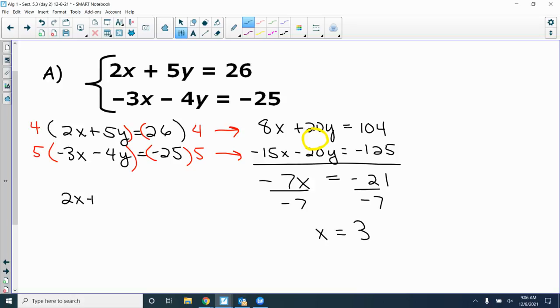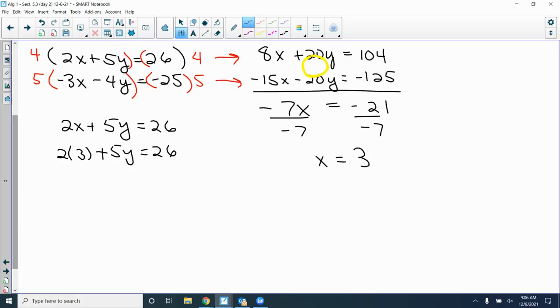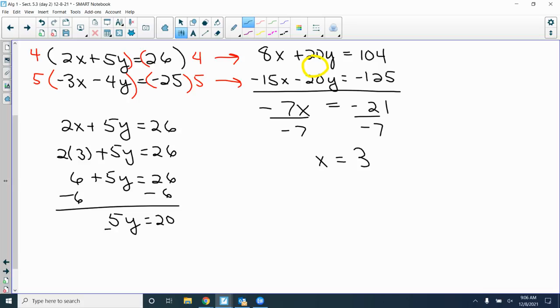So 2x plus 5y equals 26. x equals 3. So that becomes 2 times 3 plus 5y equals 26. 2 times 3 is 6. Subtract 6. 5y equals 20. Divided by 5. y equals 4.